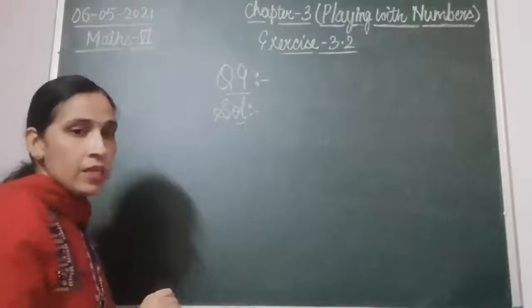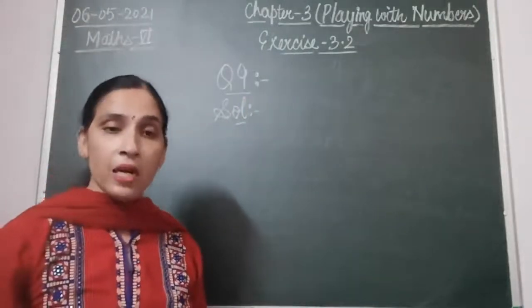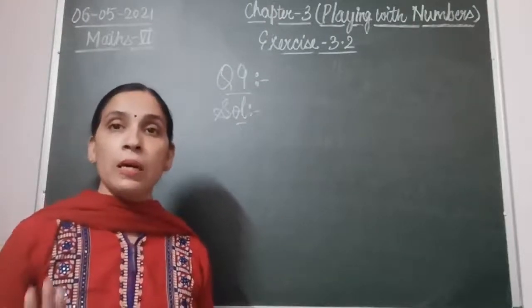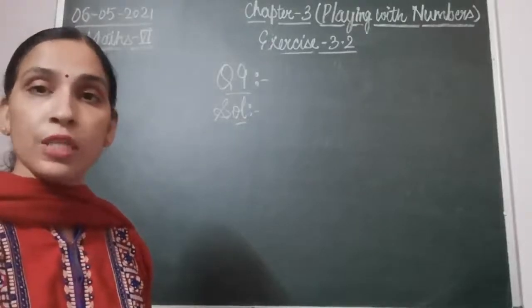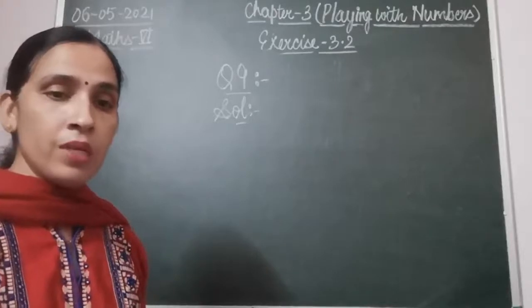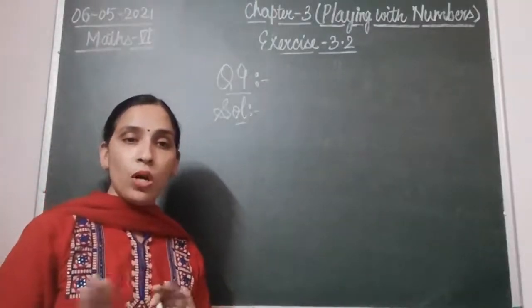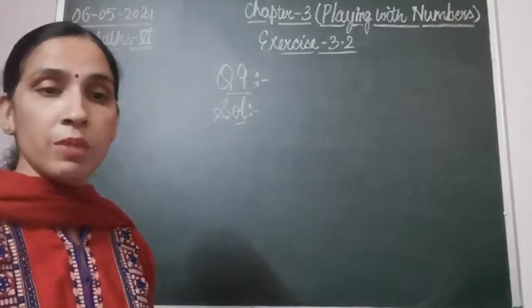Write 7 consecutive composite numbers less than 100 so that there is no prime number between them. You have to write 7 consecutive. Consecutive means one after the other, that no other number comes in between. No other prime numbers come in between.